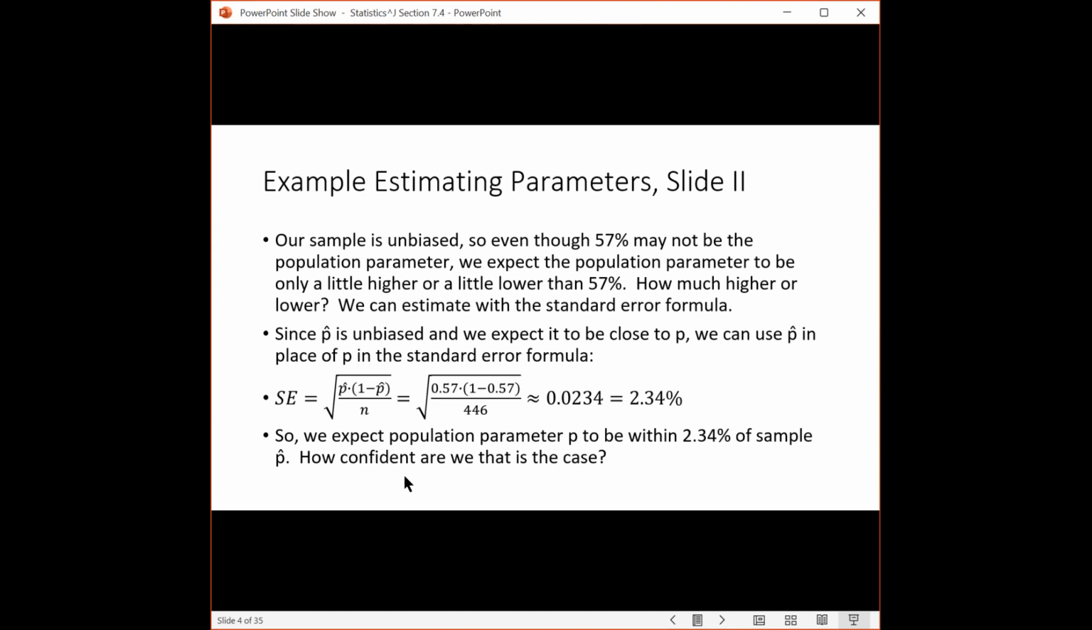Now the next part is, how confident are we that this is the case? We can just say that, but is there any way that we could assign some confidence or some probability to that? Okay, it turns out we can.